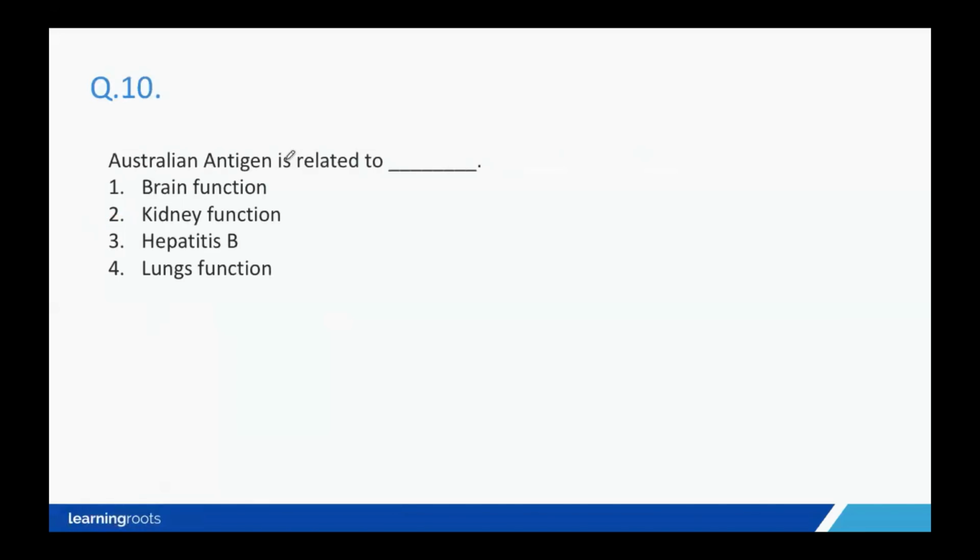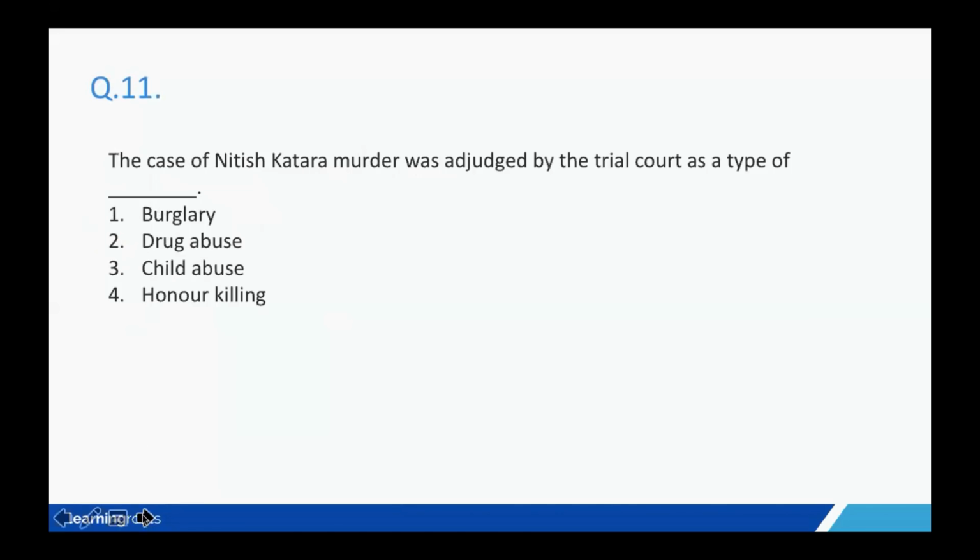Australian antigen is related to... So the antigen is used to detect hepatitis B. Okay, again, something if you knew it, great. If you didn't know it, I think that's very straightforward from the options. So even by using the options, you could have eliminated and then figured out that it's talking about maybe a disease. So in this case, the only thing that fits here is 3.